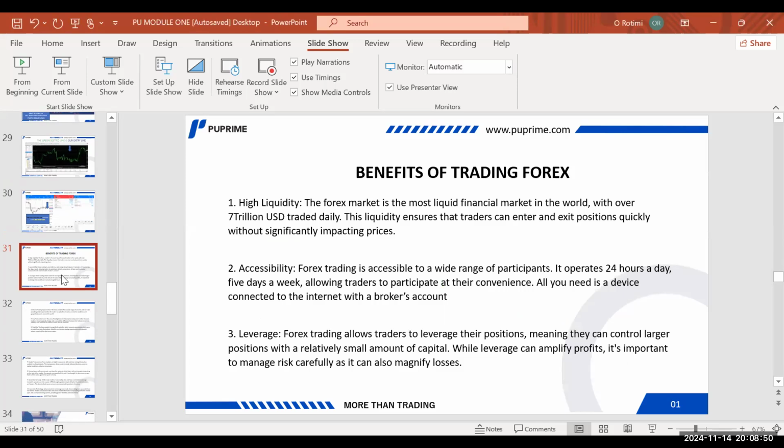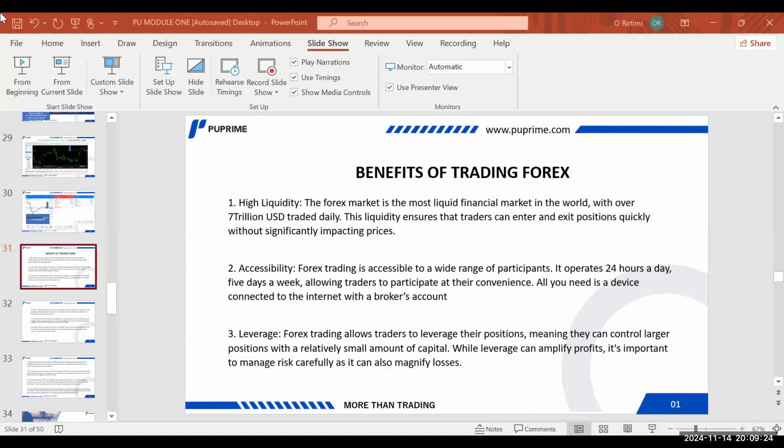Finally, in this session, we'll look at the benefits of trading Forex. The first benefit of trading Forex is high liquidity. We say the Forex market is the most liquid financial market in the world with an estimated daily trading volume of $7 trillion. I mentioned this earlier for those who are just joining us. $7 trillion is traded every single day in the Forex market. And the implication of this? It means that there is enough money to go around for everybody in this market.